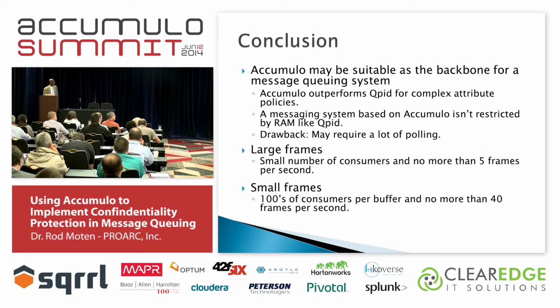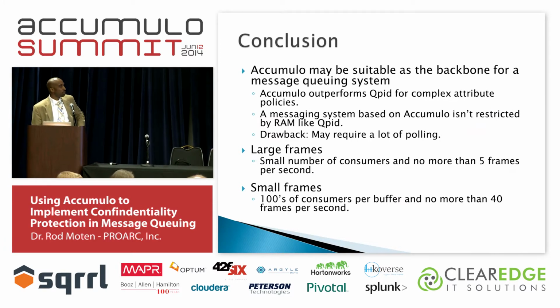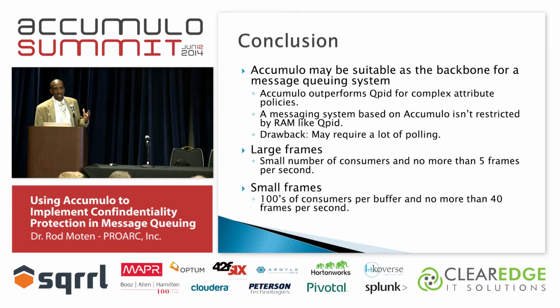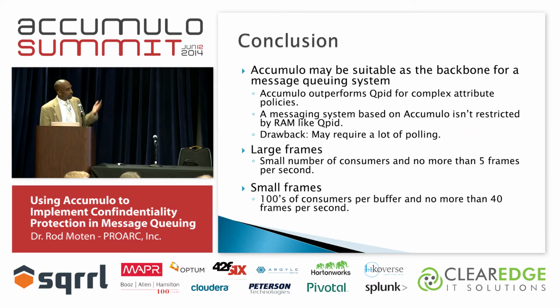In conclusion, we think Accumulo will be suitable as a backbone for a message queuing system. It does outperform QPid, especially if you're going to have complex attribute policies that you need to implement. But it doesn't perform that well for large frames. It's reasonable if you have a small number of consumers and no more than 5 frames per second, which I think fits many use cases. And if you have small frames, you can get to 100 consumers and 40 frames per second.